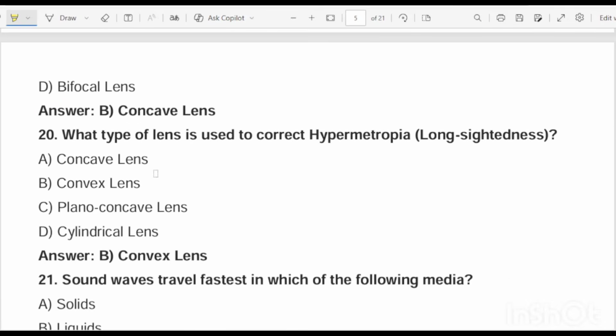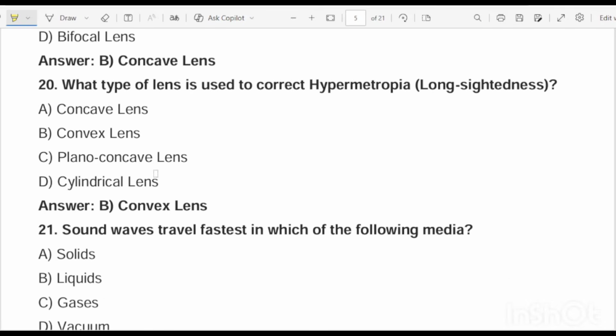Next question. What type of lens is used to correct hypermetropia, also called as long sightedness? Correct option. Option B, convex lens.